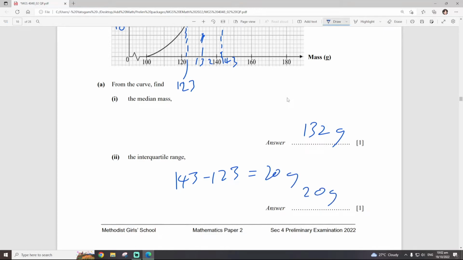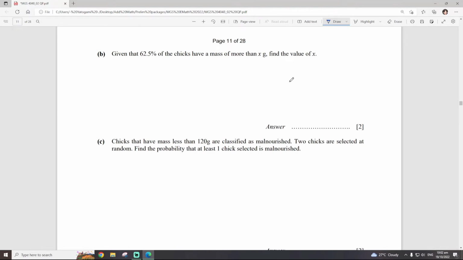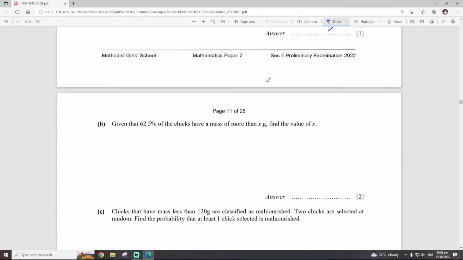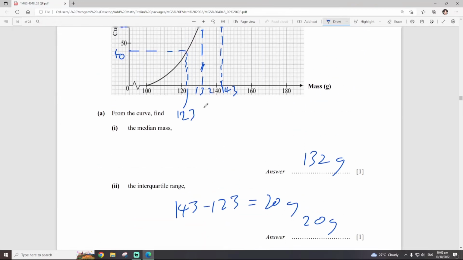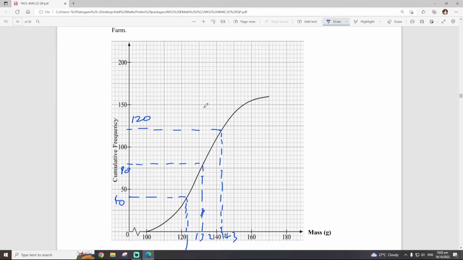So, okay, 20 grams. Given that 62.5% of chicks have mass more than X kg, okay, 62.5%, so this is 160 times 62.5%, okay, actually this is 5 over 8, so you can get 100. So that is to say that 100 chicks have a mass of more than X. But you have to be very careful because this is a cumulative frequency. So if you want 100, you need to go 160 minus 100. So you need to look at the 60th percentile or 60 cumulative frequency.